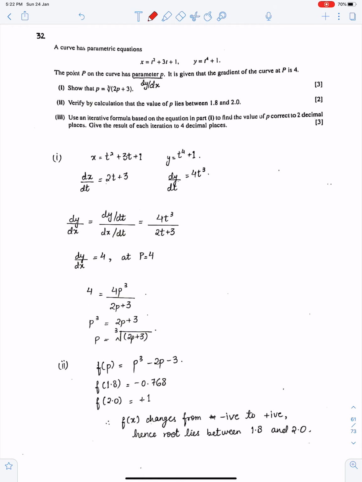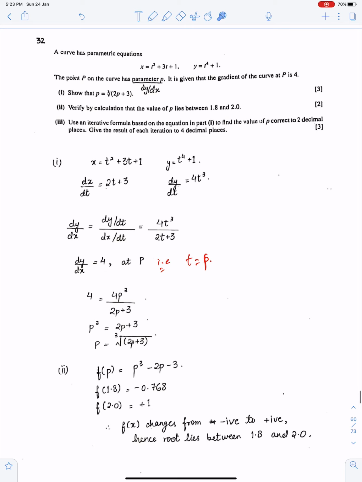Gradient at P, let me do the correction. Gradient at P is 4. So gradient is 4 and t is P. That is, t is equal to P. That is why we have P here. And the rest of the parts are simple. You have to verify this and then you have to find the root.